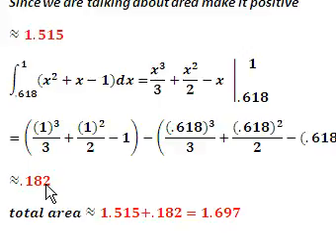approximately 0.182. So you notice that's a positive number because the shaded region is above the x-axis. And then we get the total area, just add them both together, and that total shaded area is 1.697.